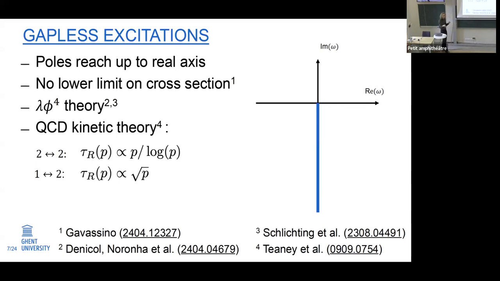So if you go to very large momenta, you don't really have any lower bound on the decay rate, on the time scale to which you decay. And this has been shown explicitly, for example, to happen in some scalar theory where you have a self-interacting φ⁴ term, but also in QCD kinetic theory. If you're looking at very large momenta, you can show some scaling where the relaxation time actually keeps growing indefinitely.